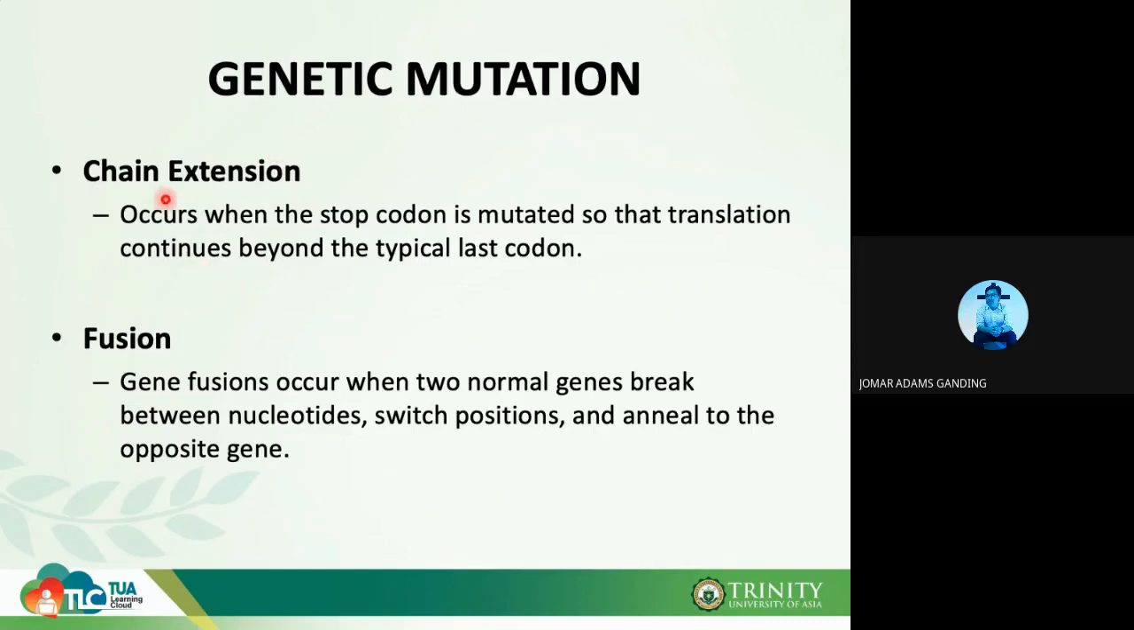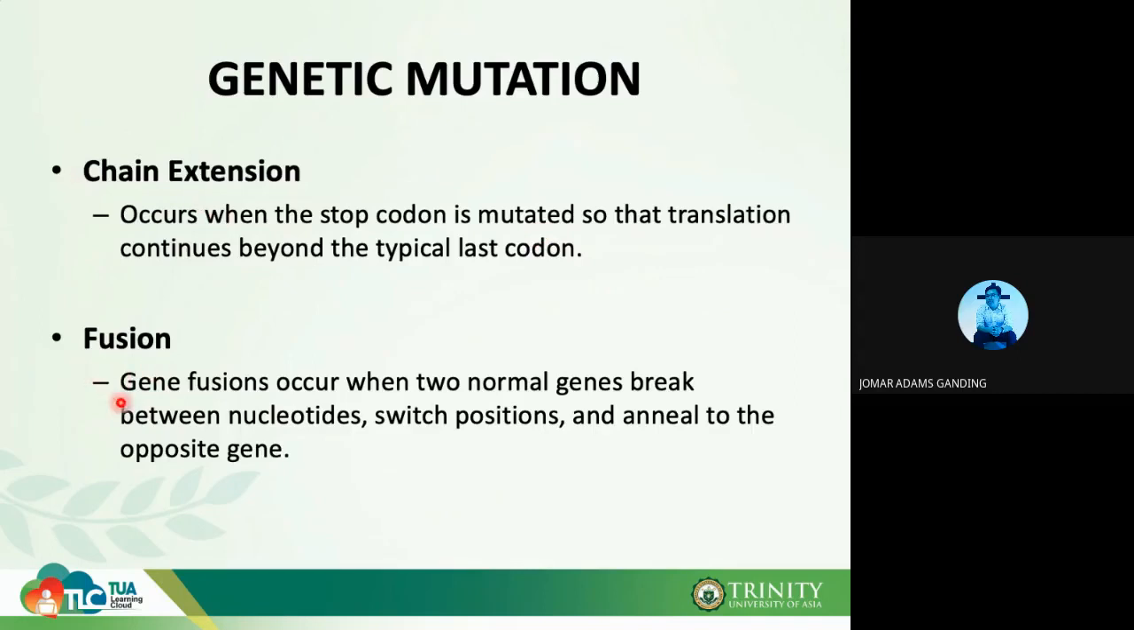So, anong nangyari sa chain extension? Nag-mutate yung stop codon. So, parang sira yung, sabi na natin sira yung stoplight. So, hindi tumigil yung mga sasakyan. Ang nangyari, nagtuloy-tuloy yung mga sasakyan all the way. Dahil wala nga ang stoplight, ganun din sa translation. Walang stop codon, kaya tuloy-tuloy lang siya. Pag-translate, nagkakaroon tayo ng longer na amino acid chain. Okay? We have a longer amino acid chain compared to the usual. Okay? Yun naman yung nangyayari sa chain extension.